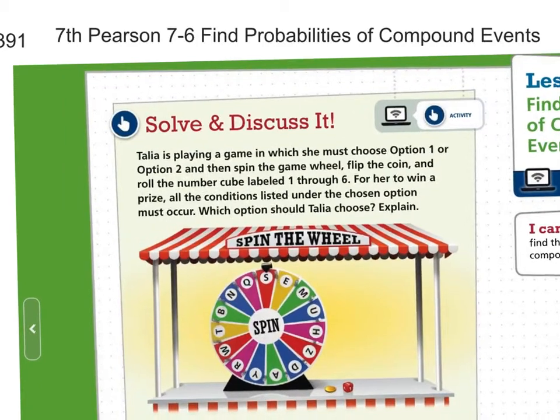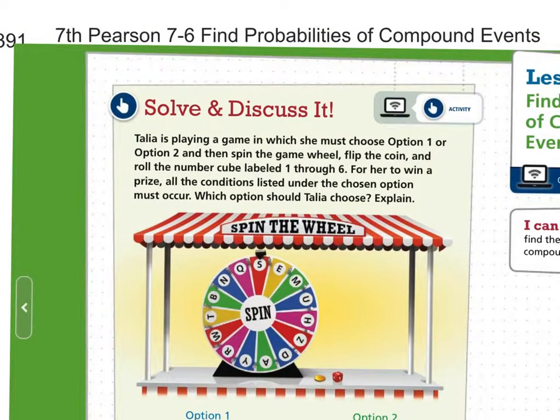Then spin the game wheel, flip a coin, and then roll the number cube labeled 1 through 6. For her to win the prize, all the conditions listed under the chosen option must occur. Which option should Talia choose and explain?